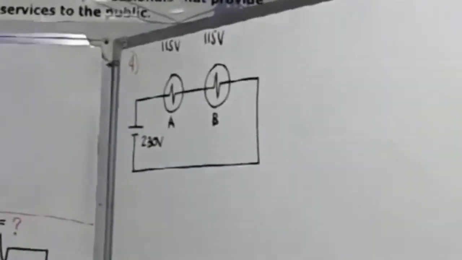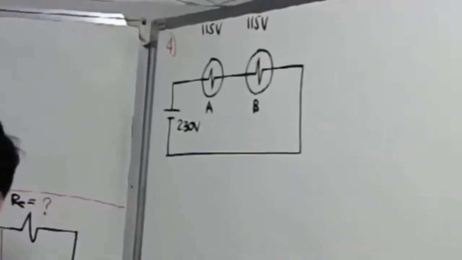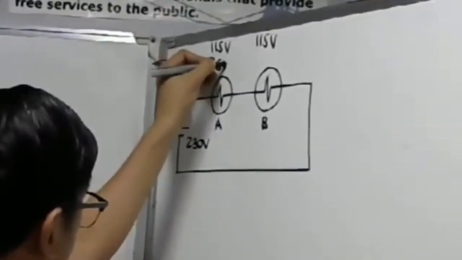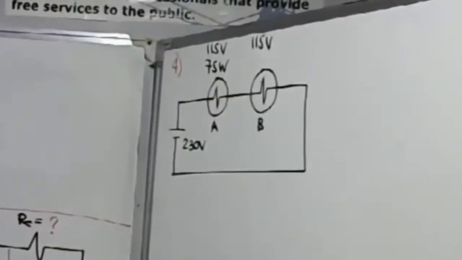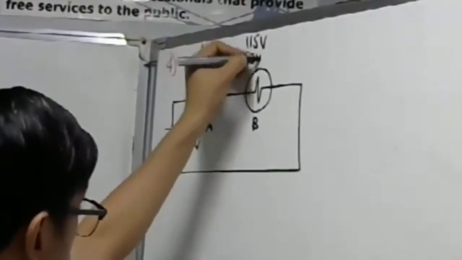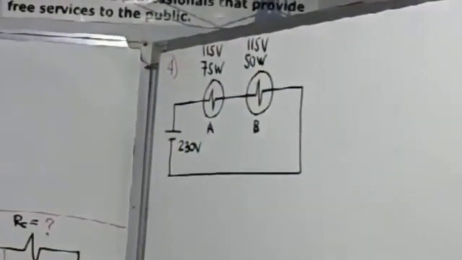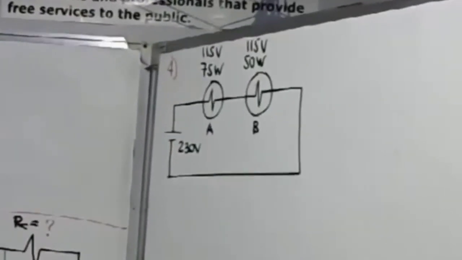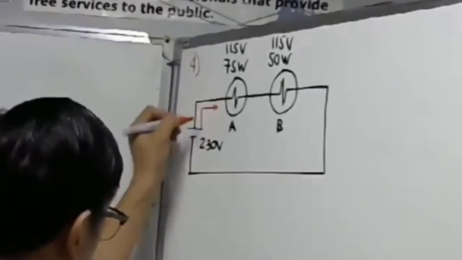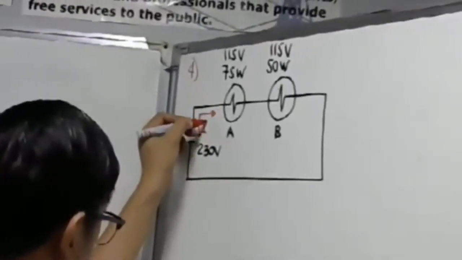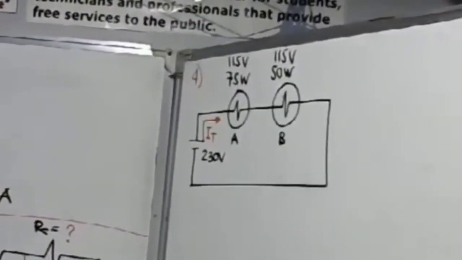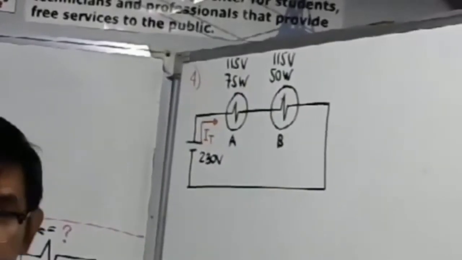If lamp A is rated 75 watts and lamp B is rated 50 watts, determine the current drawn by the series connection. So the question is the current drawn, our total current. Determine the current drawn. What will be our working formula here?